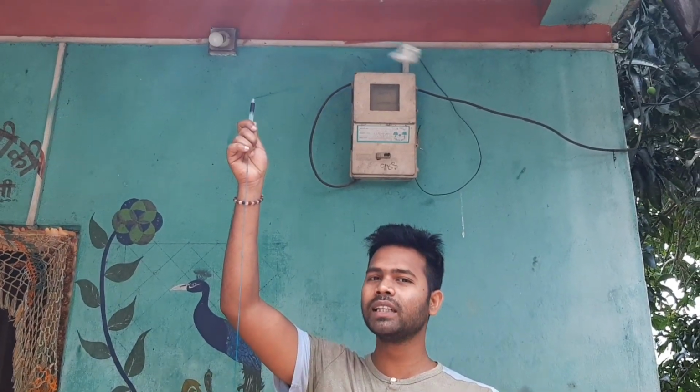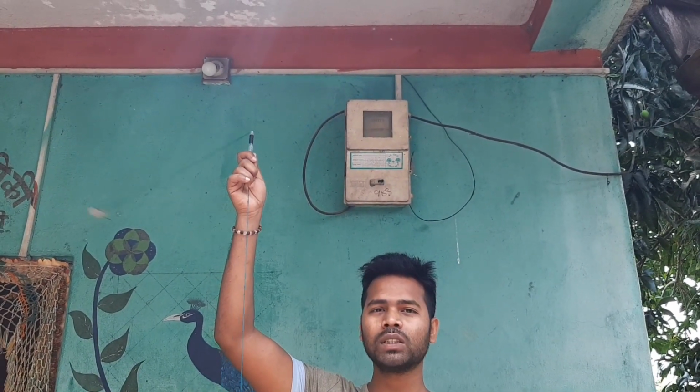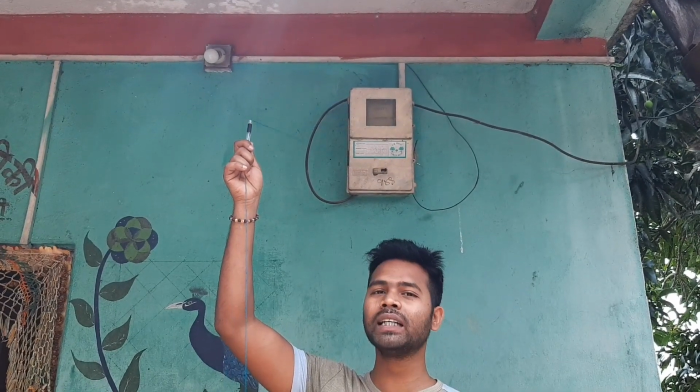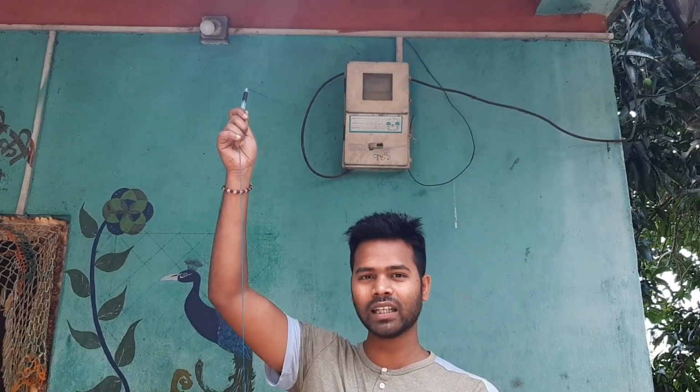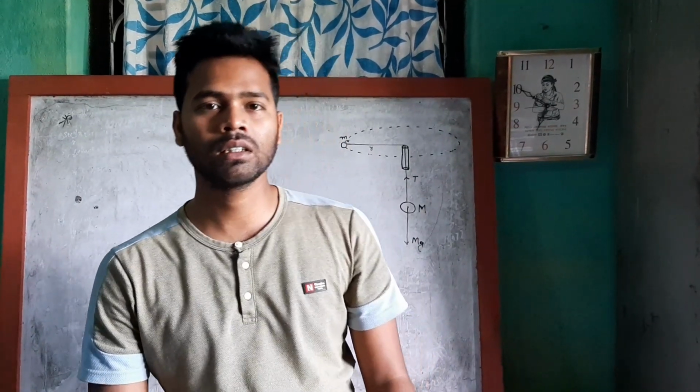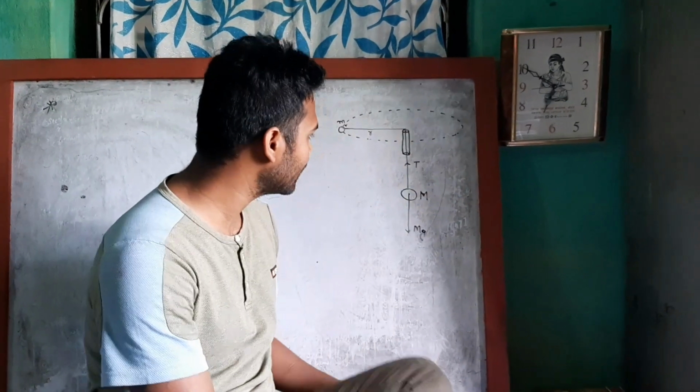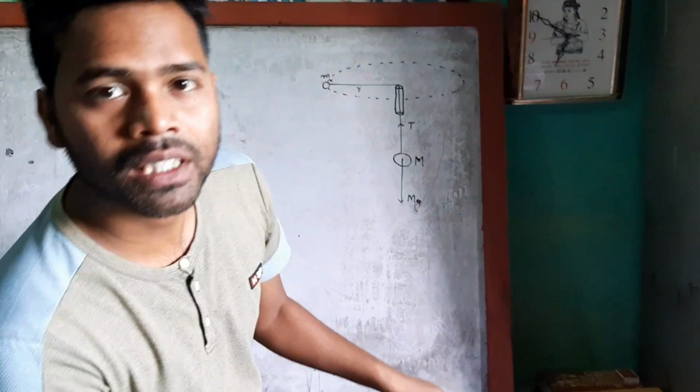And the question is, how much velocity of the upper body is required to make this body remain in a fixed position. Let's do some calculation. Okay, for the calculation, let's first draw the diagram here.